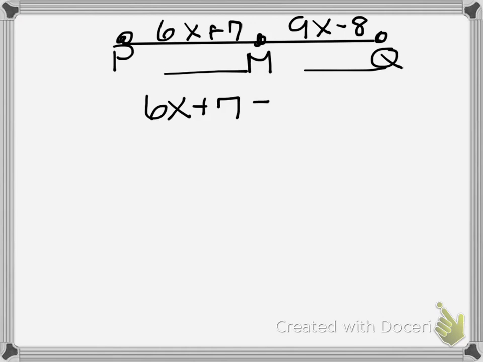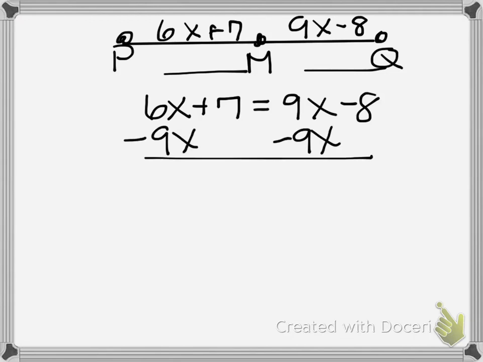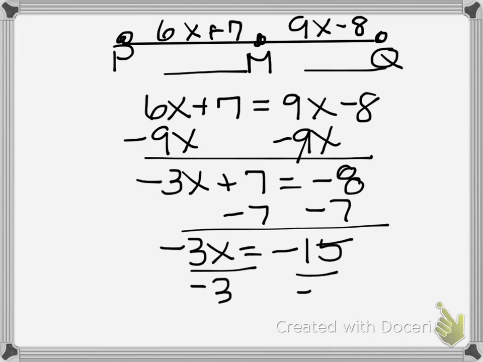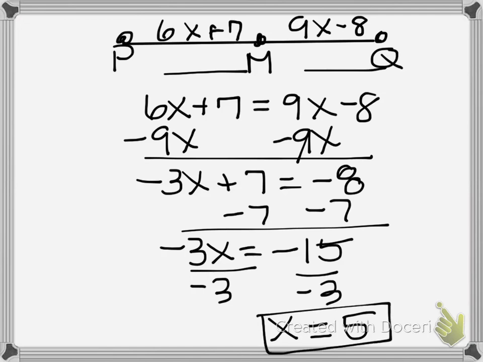So 6x plus 7 equals 9x minus 8. Subtract the 9x from both sides. 6x minus 9x gives us a negative 3x. Plus 7 equals negative 8. Subtract the 7 from both sides. We have a negative 3x equals negative 15. And then we simply divide by negative 3 and we get x is 5. And again, on this problem, we're only asked to solve for x, so that's the end of the problem.